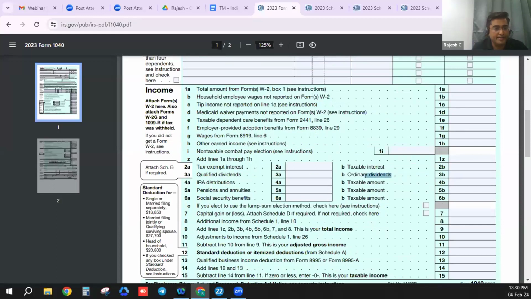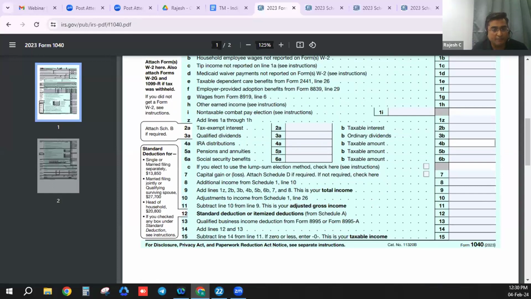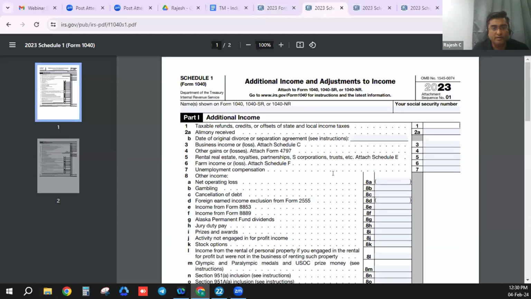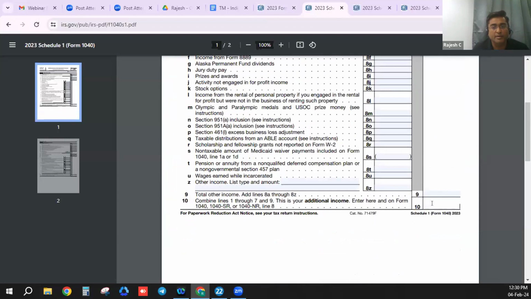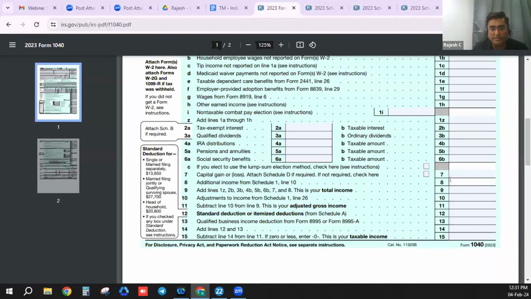If you have some IRA distributions, IRA distribution means if you have any retirement arrangement plans and receive some sort of income, then you have to report it in this. Pension and social security benefits, we will cover in detail in our theoretical parts. And if you have any additional income, it will come from Schedule 1. These are the additional total income, and it will reflect in line number 10. This total will merge with this amount, and you will get your total income.